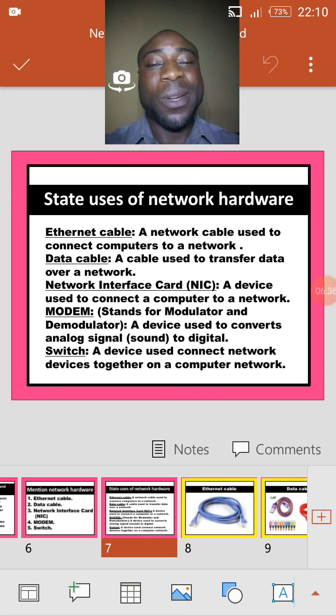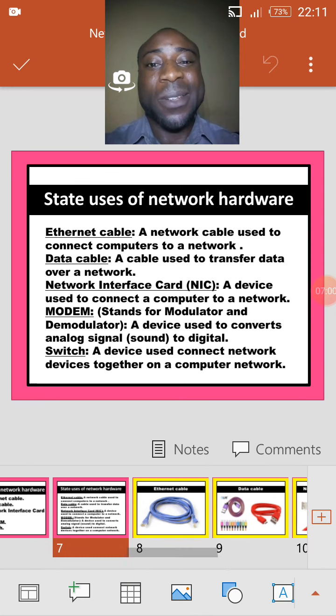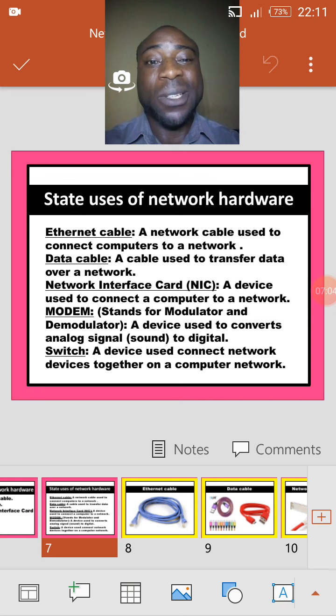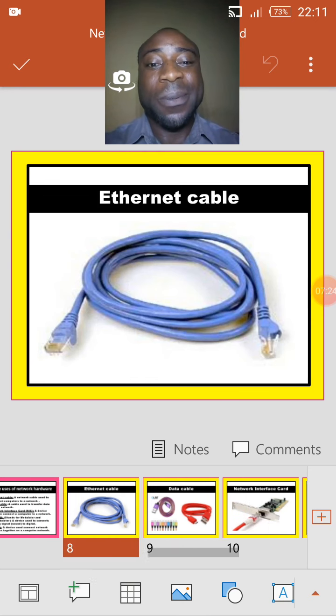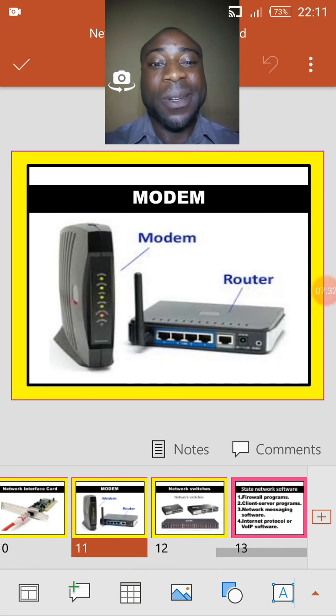Alright, the next one is modem. Modem is an acronym that stands for modulator and demodulator. This is a device used to convert analog signal, like maybe sound, video, to digital signal, or vice versa, from digital to analog. Right, then the last one is called switch. A switch is a device used to connect network devices together on a computer network. If you look at the picture, let me quickly show you the picture again. Switch has many ports, so it can connect multiple computers together. So let's look at the picture again. This is Ethernet cable, this is data cable, this is network interface card, this is modem, and this is switch.